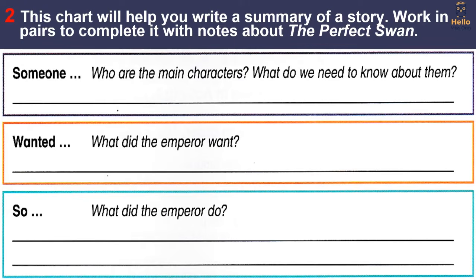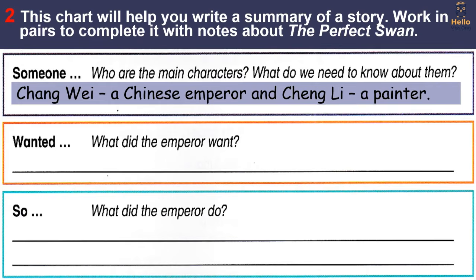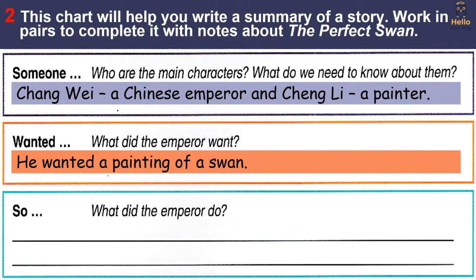Activity 2. This chart will help you write a summary of a story. Work in pairs to complete it with notes about the perfect swan. Someone. Who are the main characters? What do we need to know about them? Zhong Wei, a Chinese emperor, and Cheng Li, a painter. Wanted. What did the emperor want? He wanted a painting of a swan.